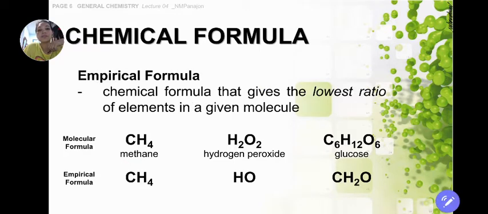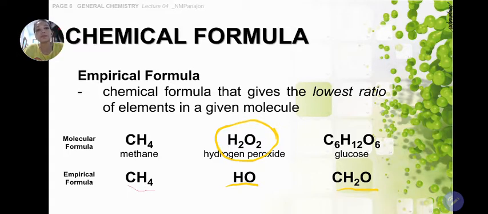Next, we have the empirical formula. So, we will compare it. First, we have again methane, CH4. And then, the empirical formula for hydrogen peroxide is HO. And then for glucose is CH2O. Paano nakukuha yung empirical formula? So, yung molecular formula gives the exact number of atoms in a compound, while the empirical formula only gives the atoms and the ratio of that atom with the whole formula.